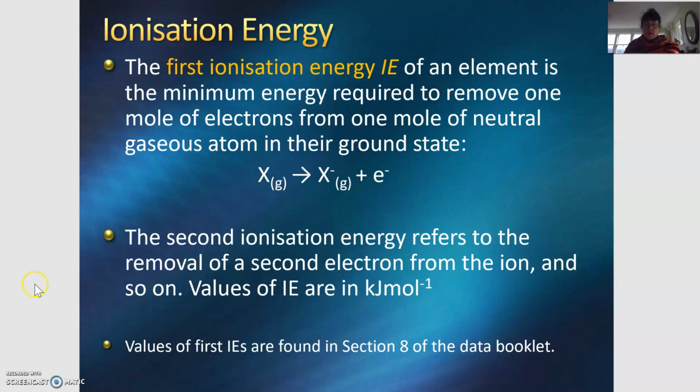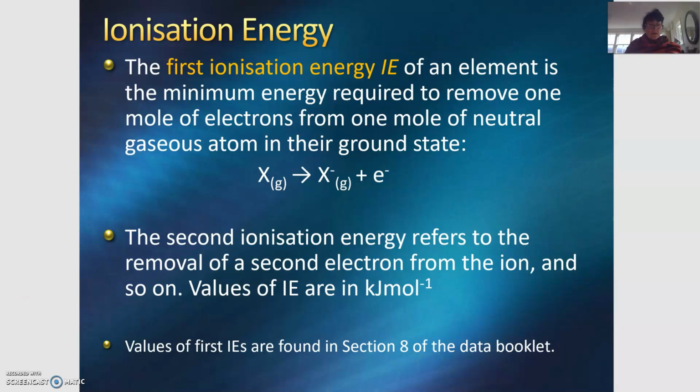So when we look at the formula, you can see we have X, atom called X, as a gas, becoming ion X, a positive ion, plus an electron. The second ionization energy obviously refers to removing the second electron, and the values of ionization energy will be different. It may be relatively easy to remove 1 electron, for example, from an element, but the chances are it's going to be harder to remove the second one, and so forth. You can find values of first ionization energy in section 8 of the data booklet.